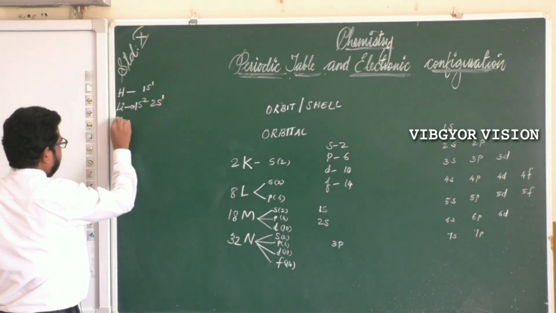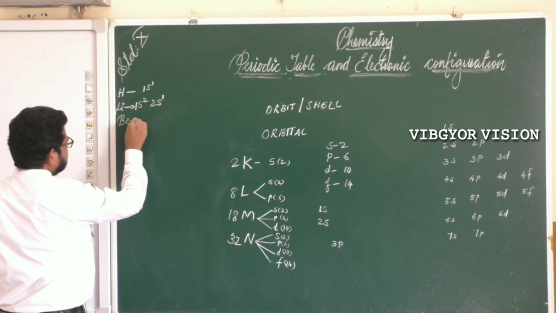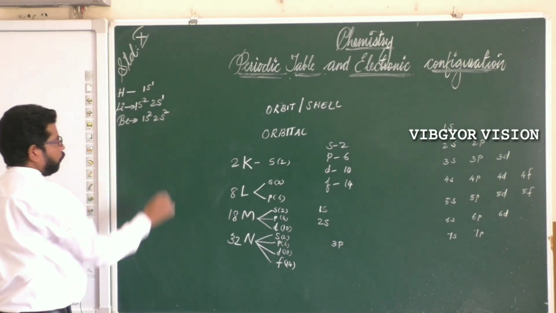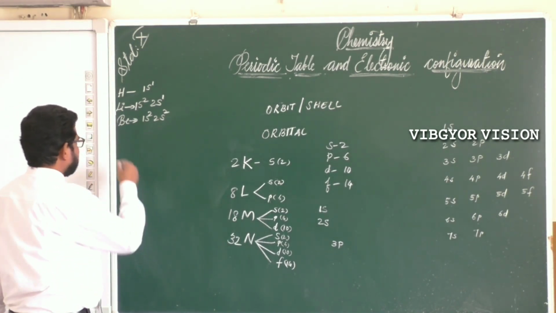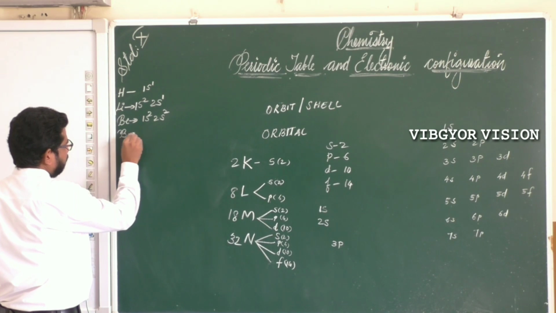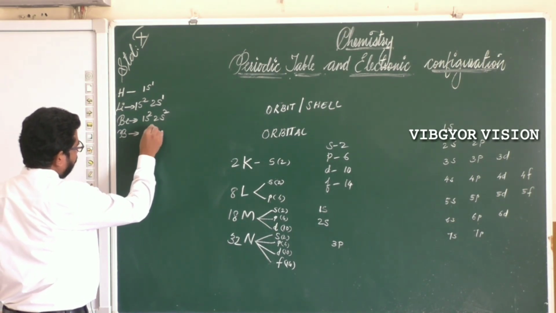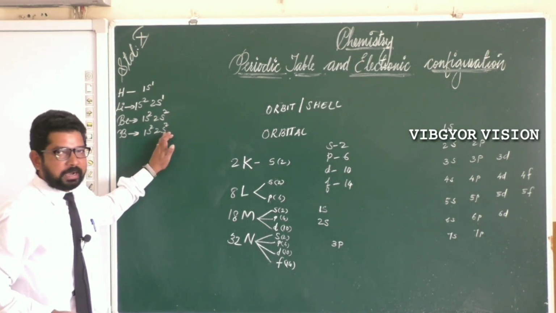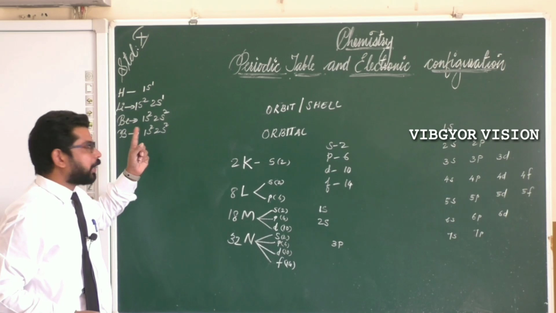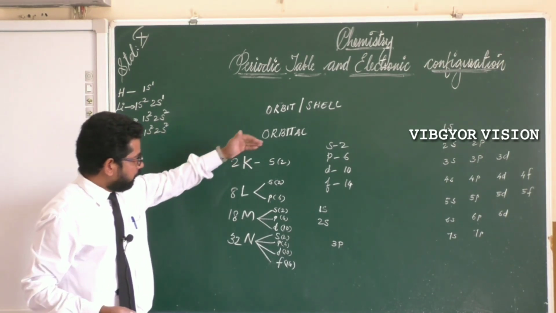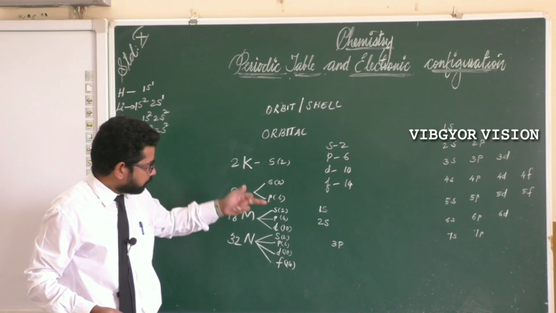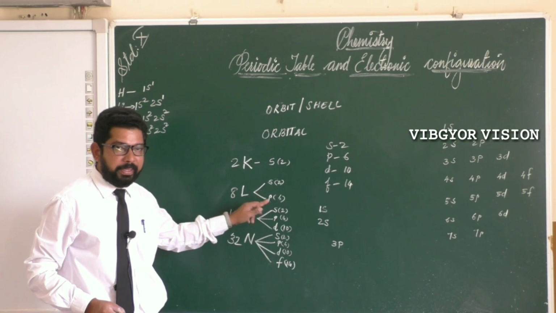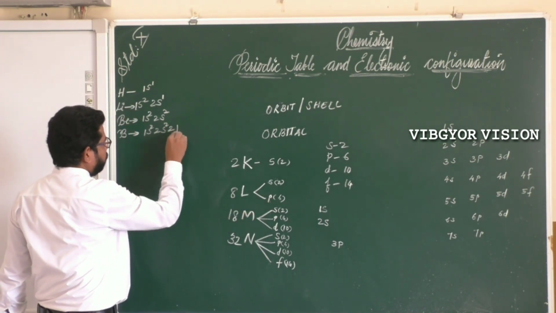Now write the electronic configuration of beryllium. Atomic number is 4, so its configuration is 1s2, 2s2. Next, boron. Atomic number is 5. So 1s2, 2s2. 1s and 2s both are completed, and one more electron is left. Where do we have to place it? After 1s and 2s are completed, what is next? 2p. So we will write it as 2p1.